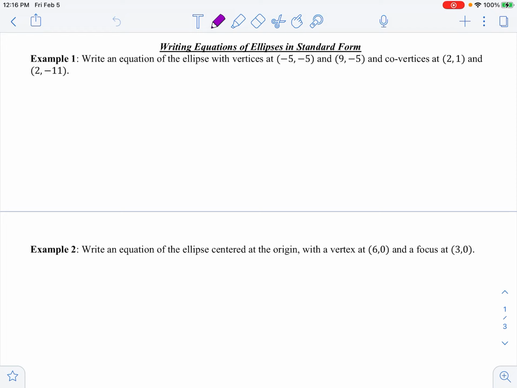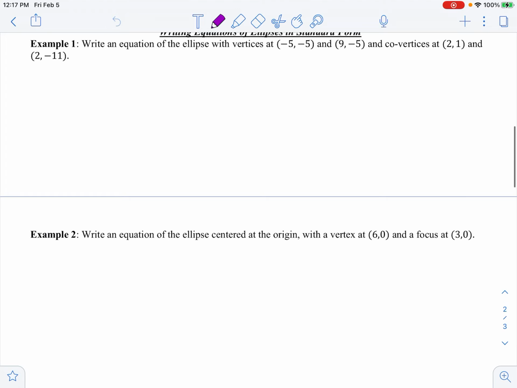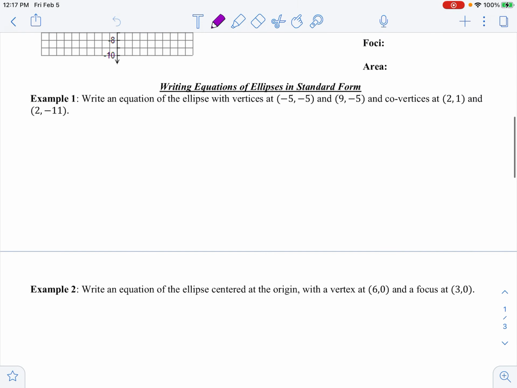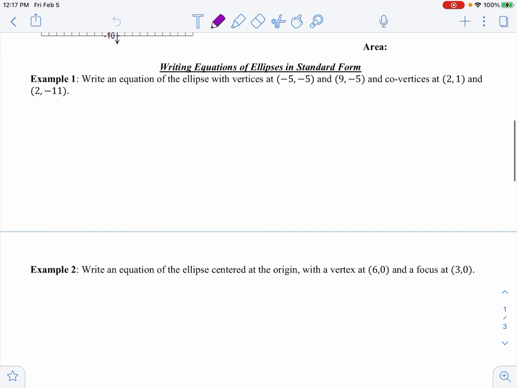Okay, so example 1 says, write an equation of the ellipse with the vertices of (-5, -5) and (9, -5), and co-vertices (2, 1) and (2, -11). Notice example 2 is vertex and focus. They do change once again, so pay attention to all of them. All right, you're going to need a sketch. The reason we're sketching is to see if it is vertical or horizontal, and to find A, B, and possibly label with C if need be.